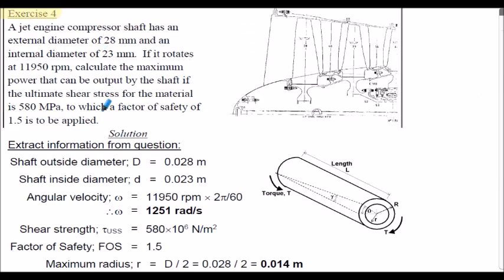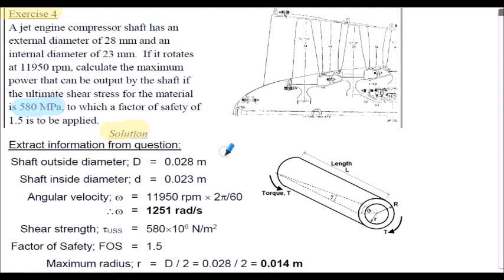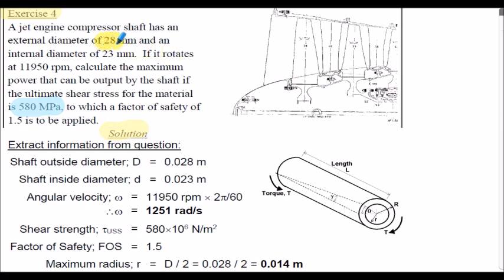Exercise 4, solution. Just notice because the material ultimate shear strength is stated as 580 megapascals, the Pascal is a Newton per meter squared, then I'll convert all of my dimensions into meters. So the 28 millimeters external diameter shown here, capital D, is 0.028 meters, and the internal diameter shown here of 23 millimeters, little d, is then stated in terms of meters, 0.023 meters.